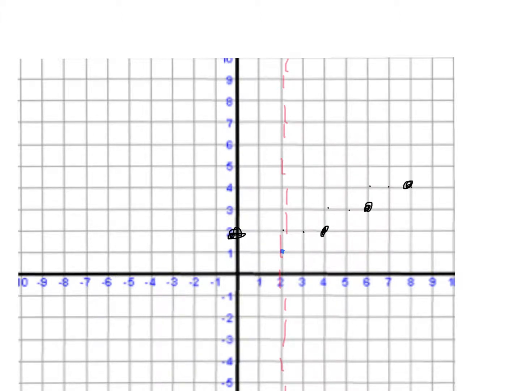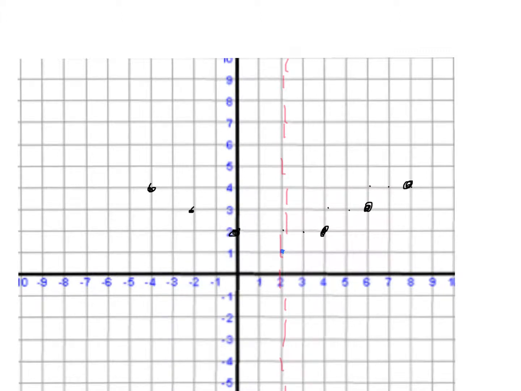Oh, that's a horrible point. Let me fix that. That looks terrible. Alright, try that again. Not that great, but it's a little better. Now notice this point right here. 1, 2, 3, 4. So we're going to have another point here. And then we have another point right here. 1, 2, 3, 4, 5, 6. So right there. I'm going to make a point.